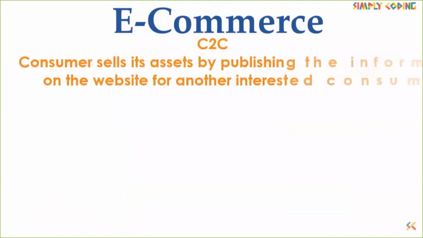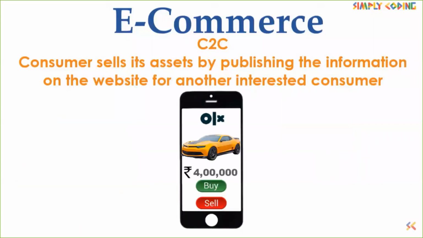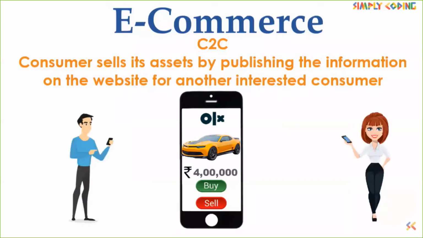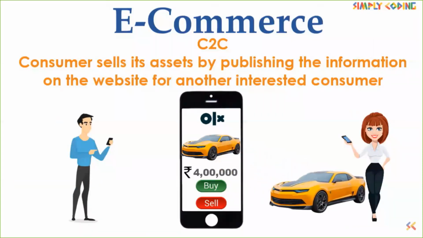Next is C2C model, where a consumer sells any of their assets like property, cars, motorcycle, etc. by publishing the information on a website where interested consumers can view and do the purchase. Example, buying and selling on OLX or Quicker or Craigslist.